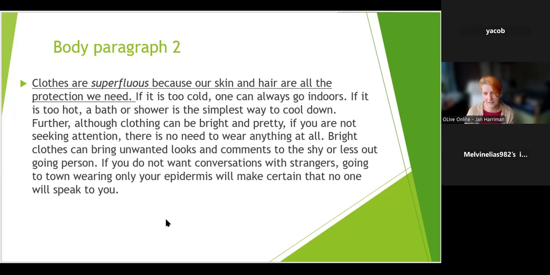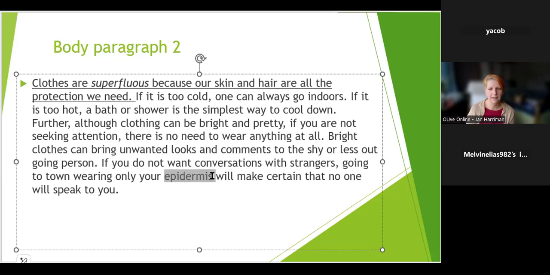If you do not want conversations with strangers, going to town wearing only your epidermis, that means your skin, so I'll highlight that part too, will make certain that no one will speak to you.